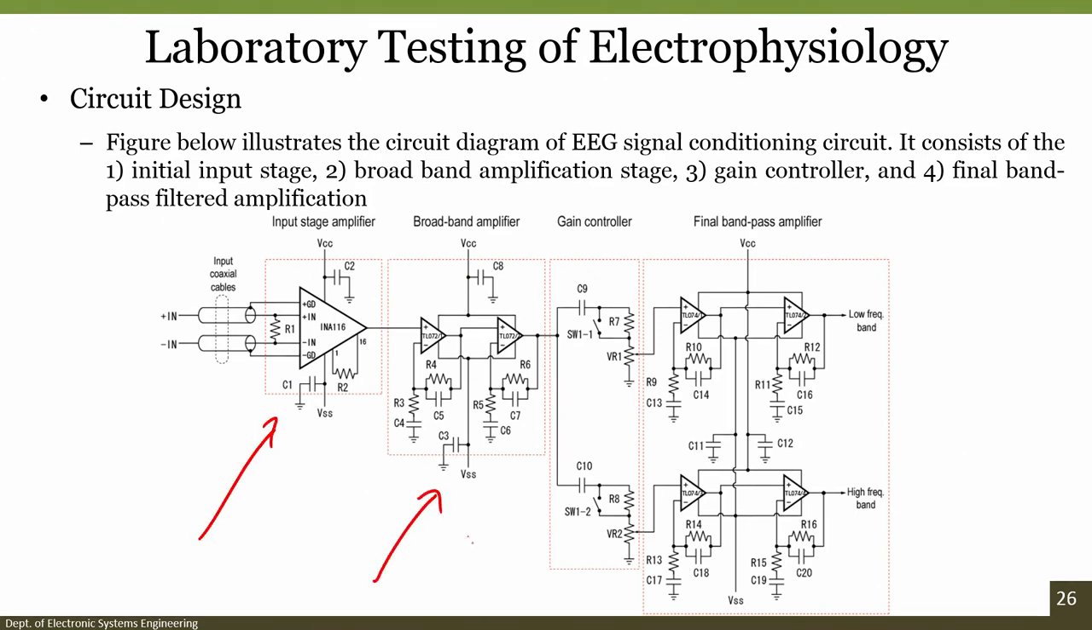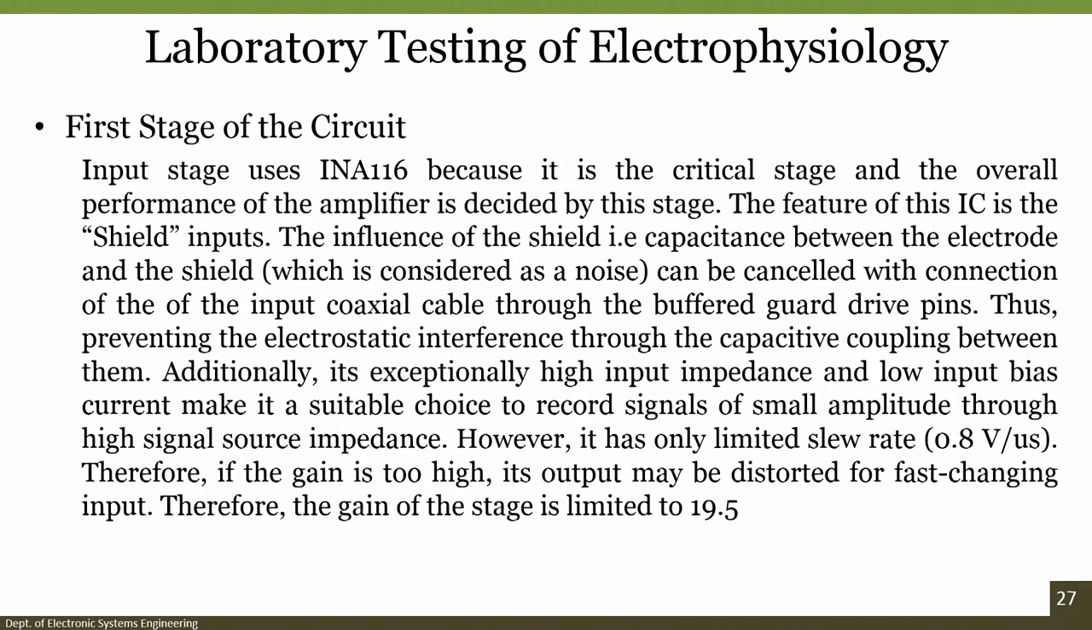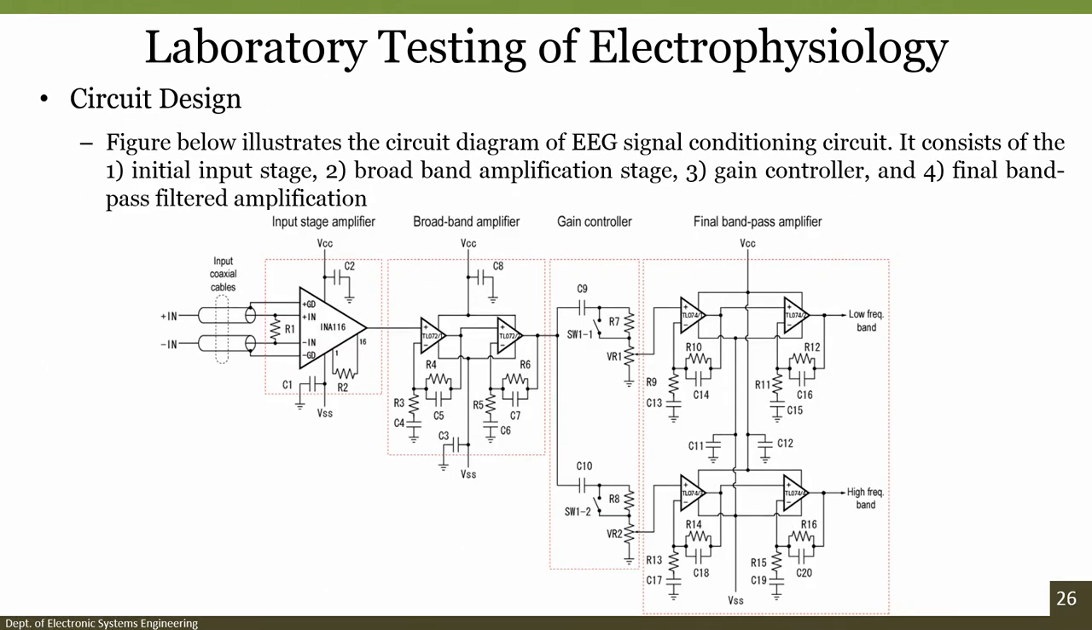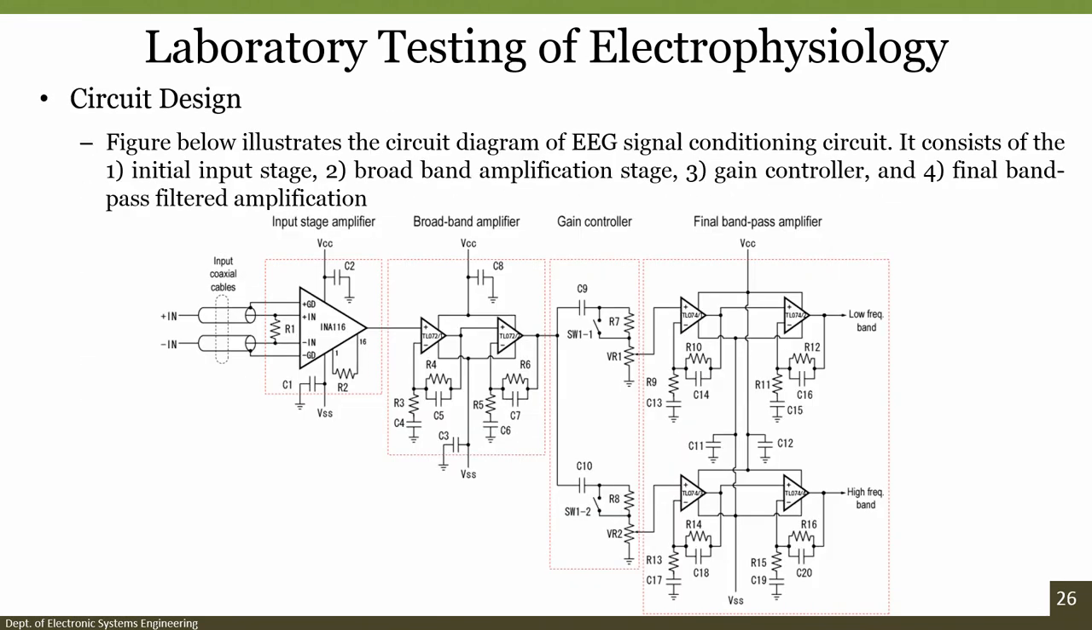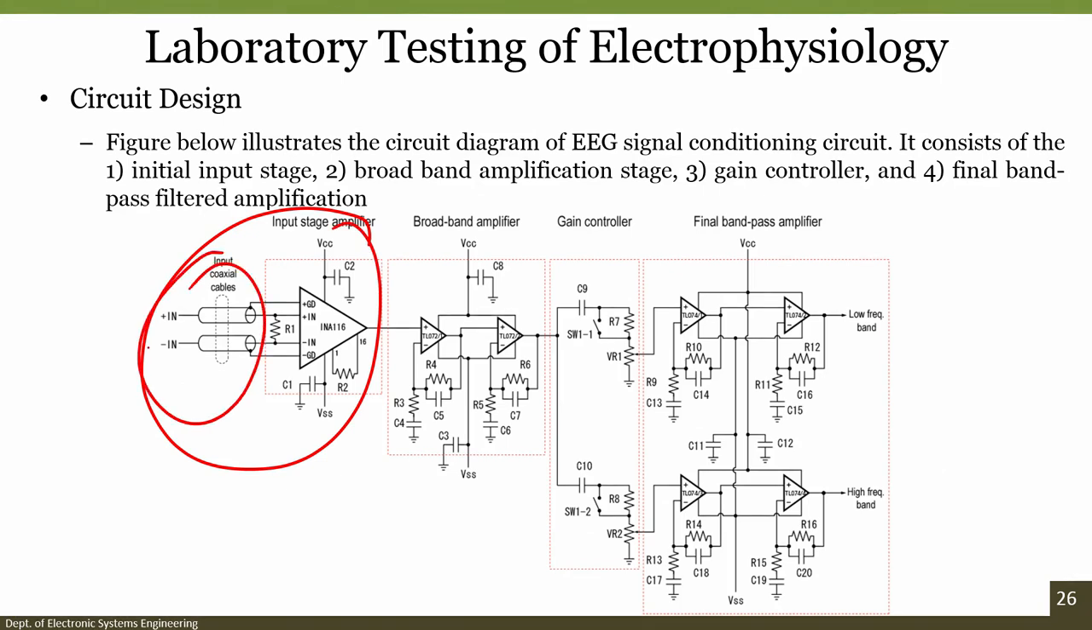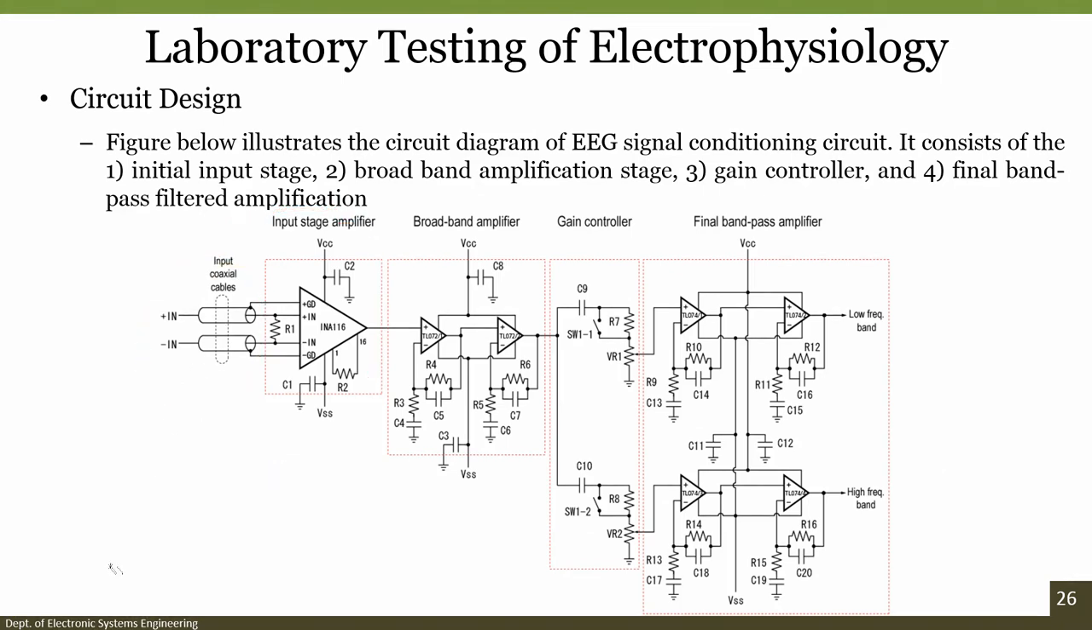We will discuss this circuit in the experimental protocol part, and we will show you in a simulation how the circuit can be designed. If I talk about just the first stage of this particular signal conditioning circuit, then it uses INA 116. So, this is INA 116, this is the input stage, right. These are the electrodes of the EEG.